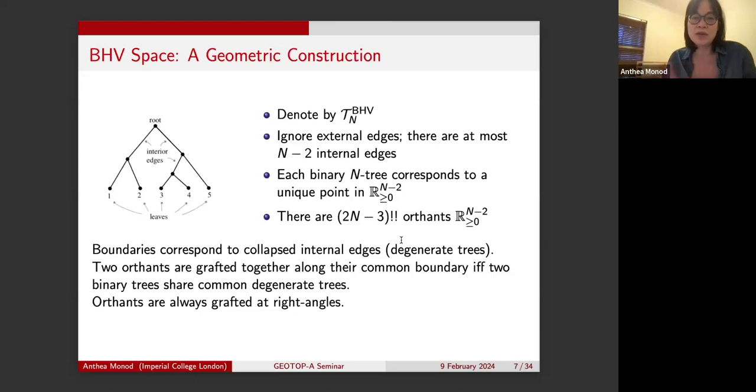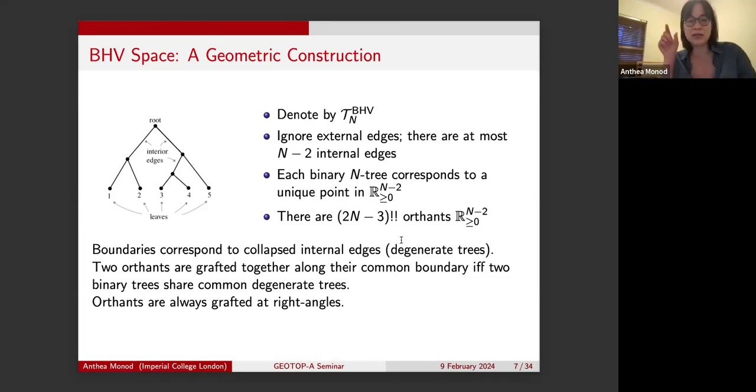And the idea is to ignore the external edges. So any edge which connects to a leaf, you basically ignore it. And then you just look at the internal edges which are left, right? So there are at most n-2 internal edges. And the idea here is that each binary tree corresponds to a unique point in R^(n-2), the positive orthant of n-2 dimensional Euclidean space, right?